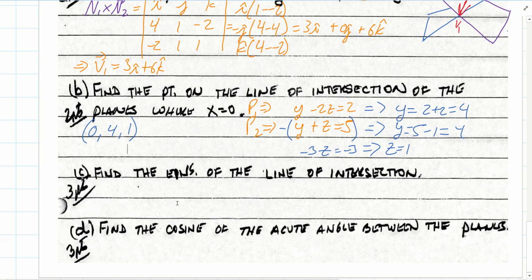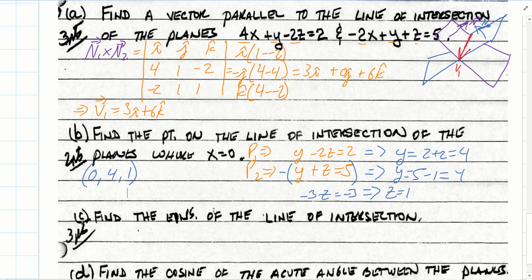Now, let's find the equation of the line of intersection. So now we have some given point, that'd be our x naught, y naught, z naught. And we have the vectors to those.